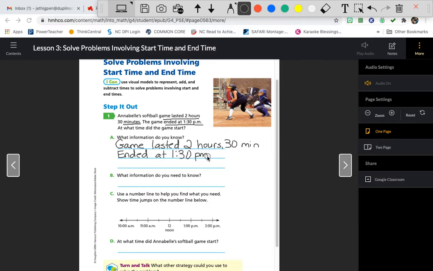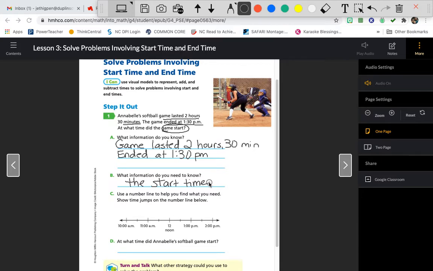p.m. B, what information do you need to know? We need to know what time the game starts. So we need to know the start time. C, use a number line to help you find what you need. Show time jumps on the number line.